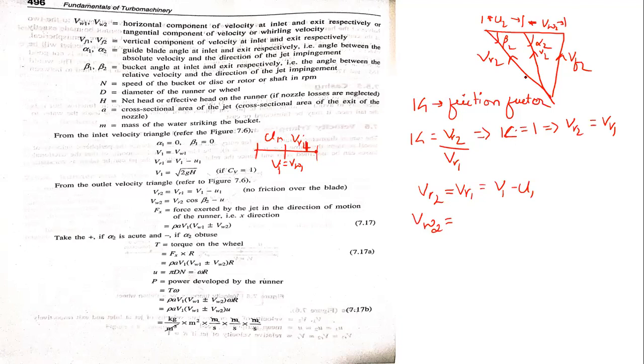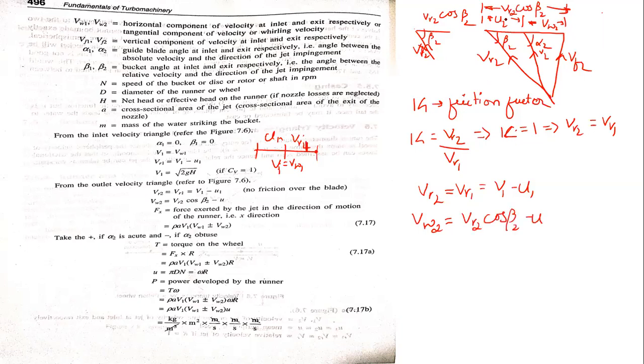If this is VR2, and this is beta 2, can I write this as VR2 cos beta 2? Yes. So this whole becomes VR2 cos beta 2, if I resolve the VR2 into the horizontal direction. So this becomes VR2 cos beta 2 minus U2, that is VR2 cos beta 2 minus U.